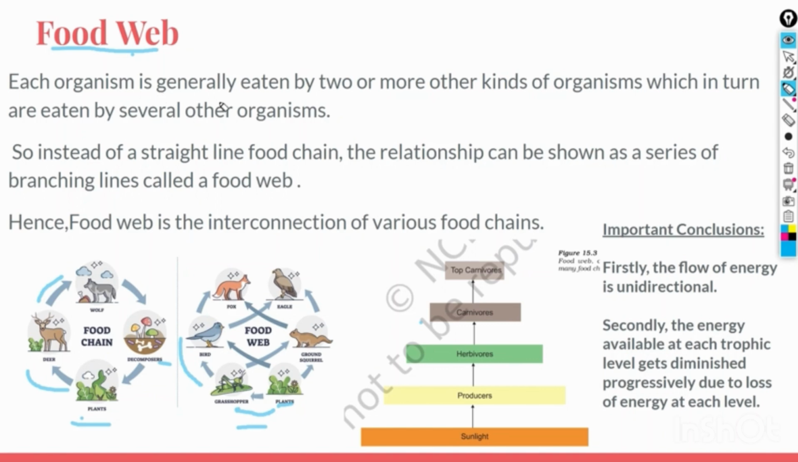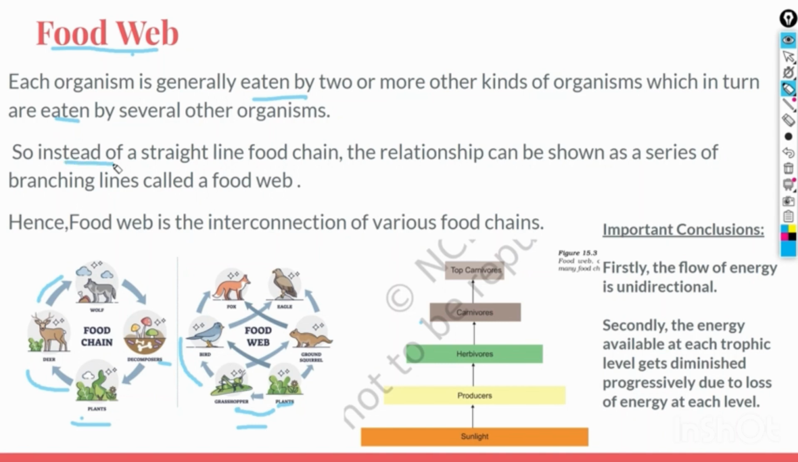So each organism is generally eaten by two or more kinds of organisms, which means there is not only one organism eating another organism. There are two or more organisms which are eating one organism. Like we have various organisms which are eating plants. The deer is eating the plant, the grasshopper is also eating the plant. Similarly, we have frog which is eating the grasshopper, we have ground squirrel which is eating the grasshopper, we have bird also which is eating the grasshopper. So we have two or more kinds of organisms which in turn are being eaten by several other organisms.